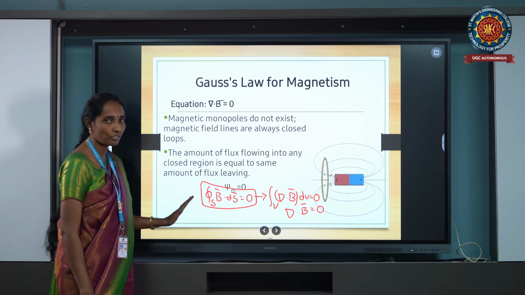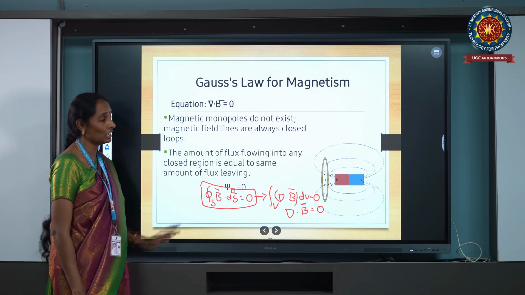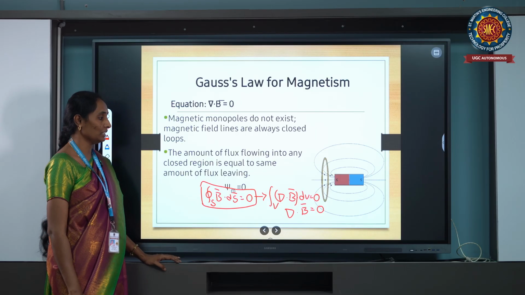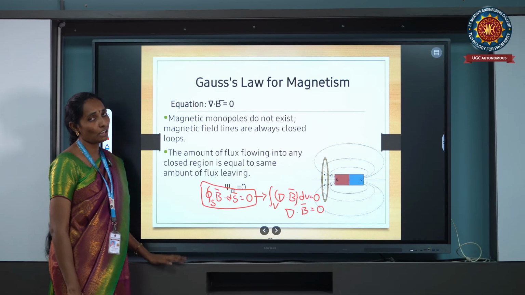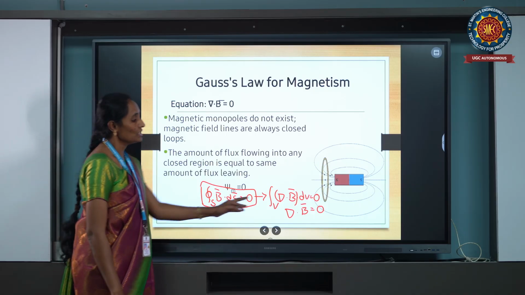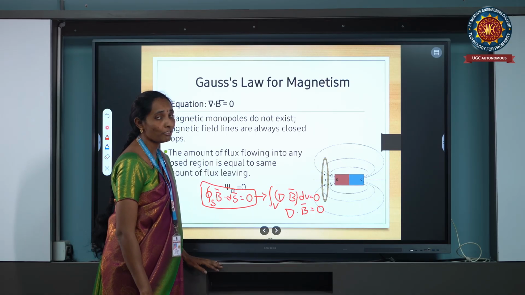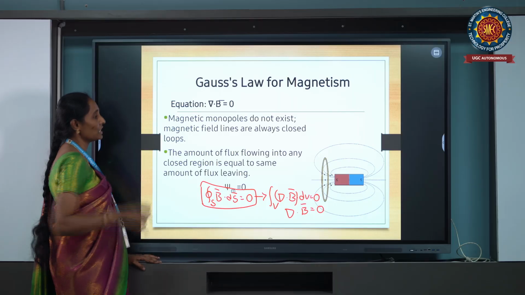These two Maxwell equations are the same in the static condition or in the time varying condition. So this is the integral form of Maxwell's third equation. And this is the differential form or point form of Maxwell's third equation.